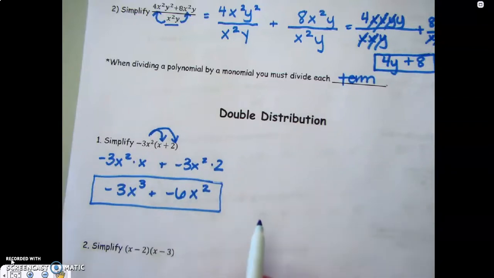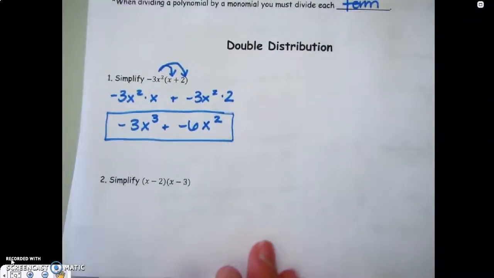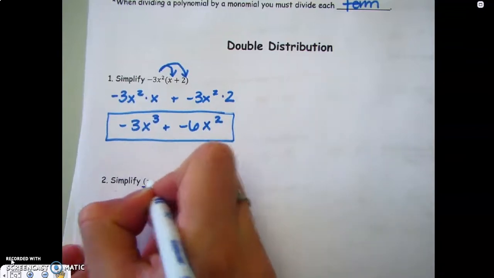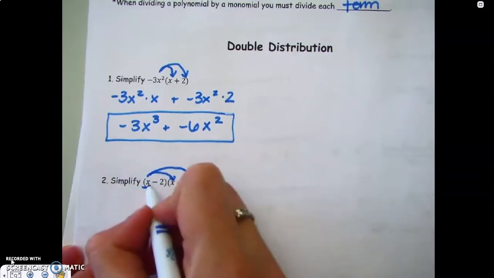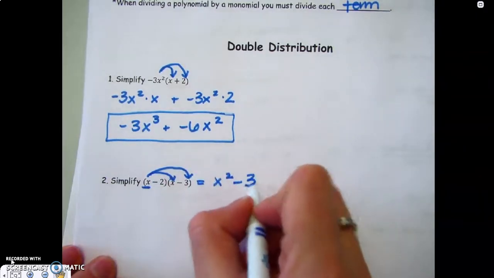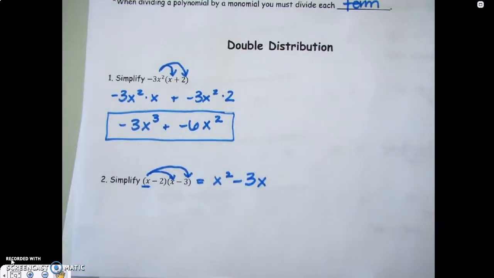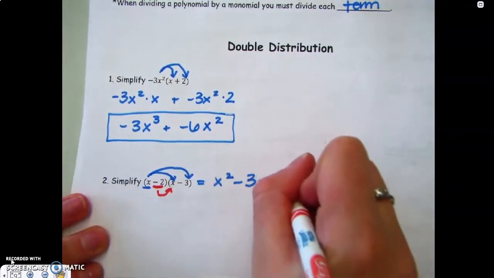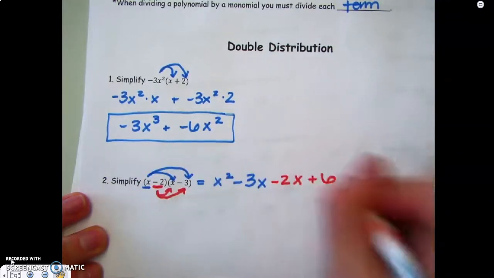Now we're getting into it with variables. So now, if you look at binomials, you're going to do what we did, but you're going to do it twice. You're going to take the first variable in that first one, and distribute it to both terms in that second set of parentheses. So x times x is x squared. x times a negative 3 is negative 3x. Now I'm going to do the other term. So I'm going to distribute that negative 2. Negative 2 times x is negative 2x. Negative 2 times a negative 3 is a positive 6.